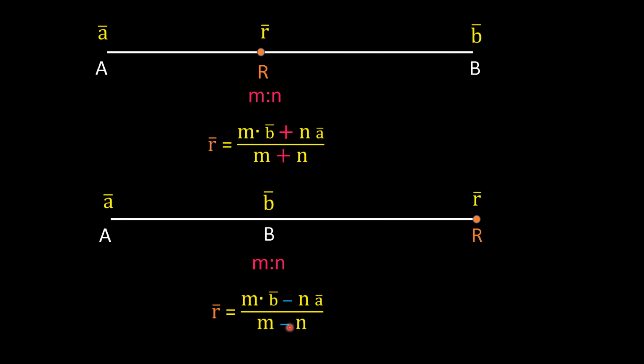Or we can also say that whenever the ratio in which R divides segment AB is negative, like m/minus n, then R divides segment AB externally. So this is about the concept of section formula in vectors.